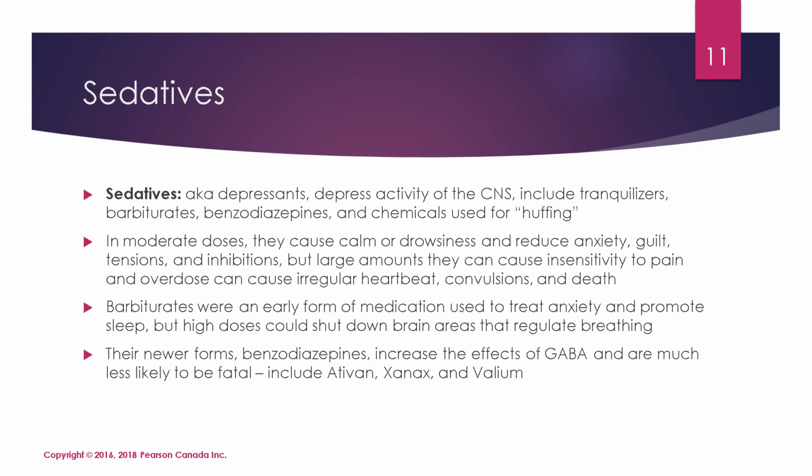And then finally, with respect to our 4 major categories, we have sedatives, which are also known as depressants. And of course, they depress the activity of the central nervous system. So the stimulants stimulate the central nervous system, the depressants depress activity, so they slow it down. They include tranquilizers, barbiturates, which were an older form of a sedative, benzodiazepines, which are a newer form, and chemicals used for huffing. So in moderate doses, they can cause calm or drowsiness and reduce things like anxiety, guilt, tensions, and inhibitions. But in large amounts, they can cause insensitivity to pain and overdose can cause irregular heartbeat, convulsions, and even death.